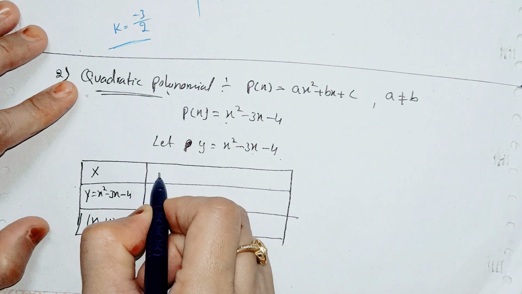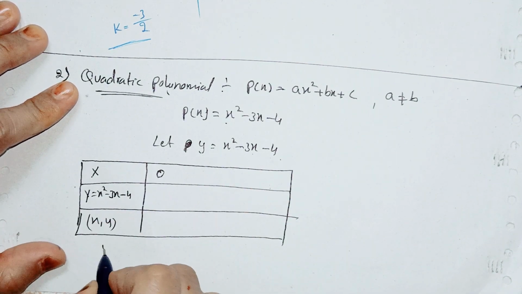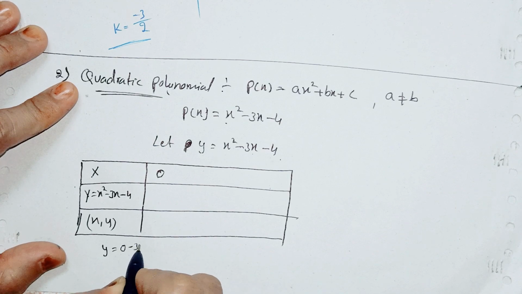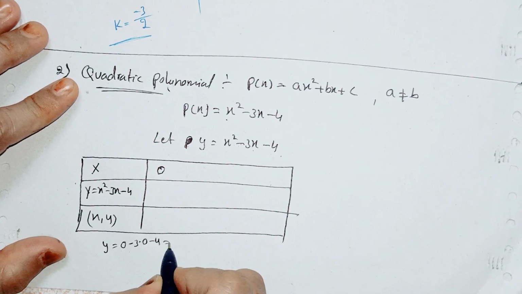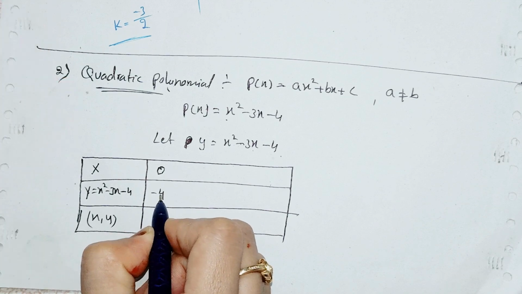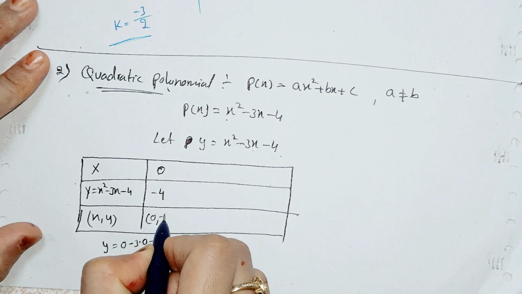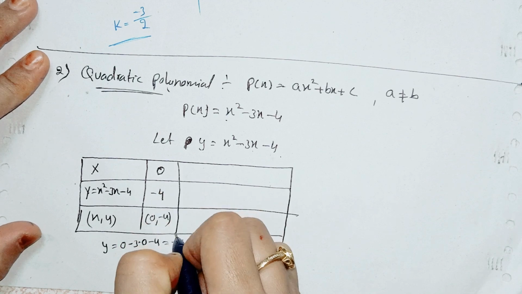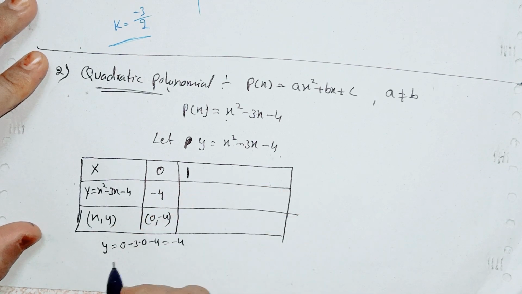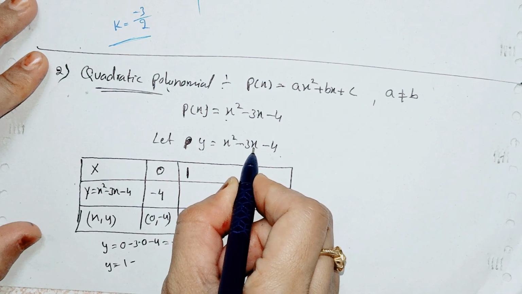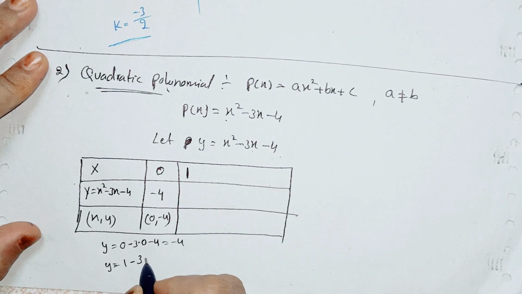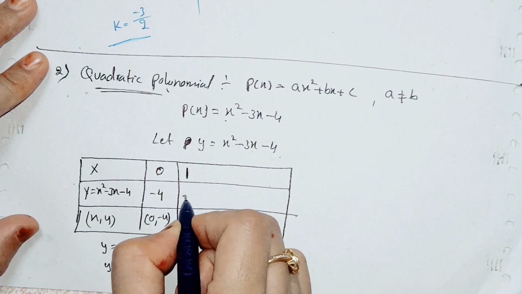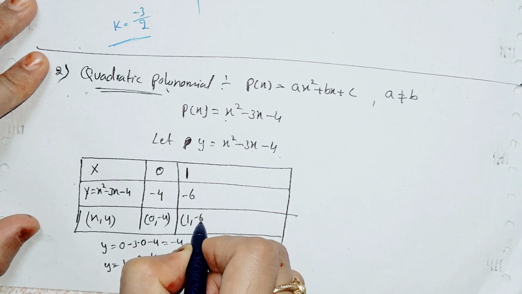If I take x as 0, then y equal to 0 minus 3 into 0 minus 4, which equals minus 4. So the point is 0 comma minus 4. This is one point. If I take 1, then y equal to 1 square means 1, minus 3 into 1 means 3, then minus 4. So 1 minus 3 is minus 2, and minus 4 gives minus 6. So the point is 1 comma minus 6.